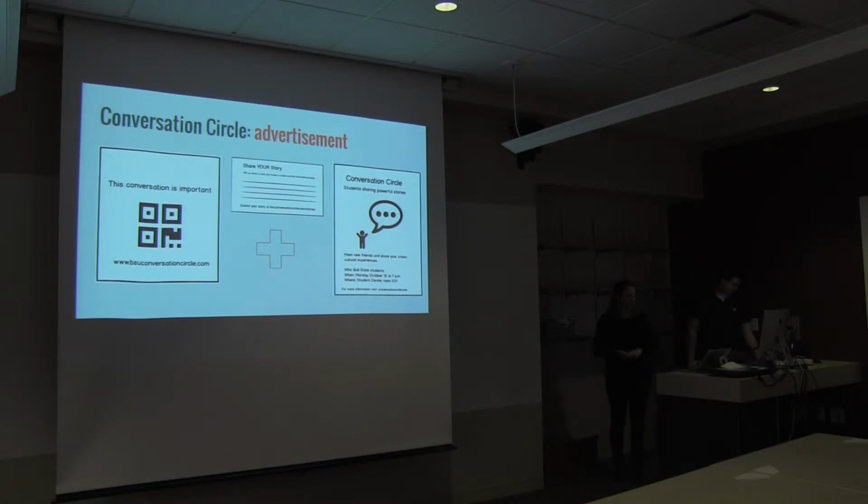The third aspect will be an actual flyer that is more defined and more descriptive of what the project entails and what the event is. So it says conversation circle, students sharing powerful stories. It says meet new friends and share your cross-cultural experiences. It gives a place and a time and the URL to the website if they want to learn more about the project or the event.